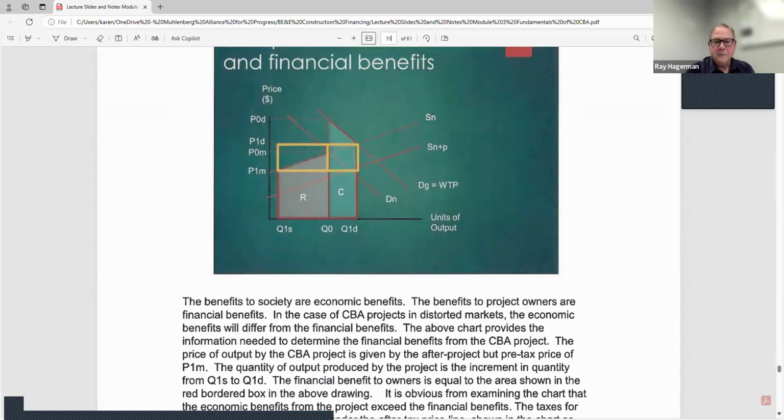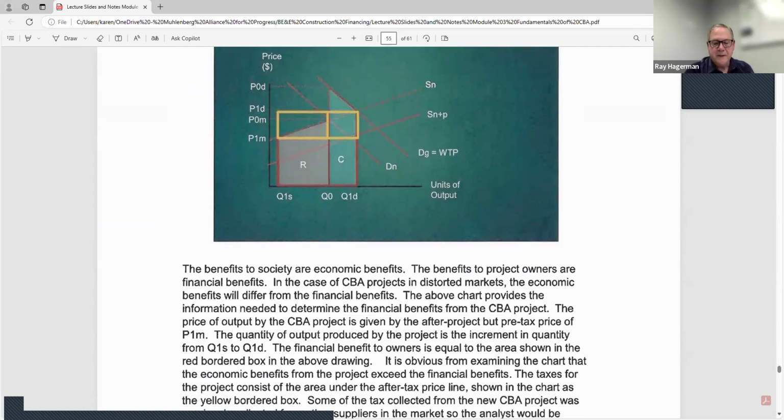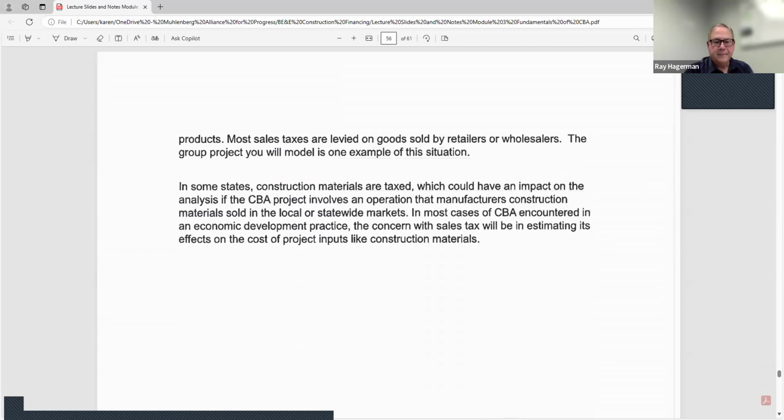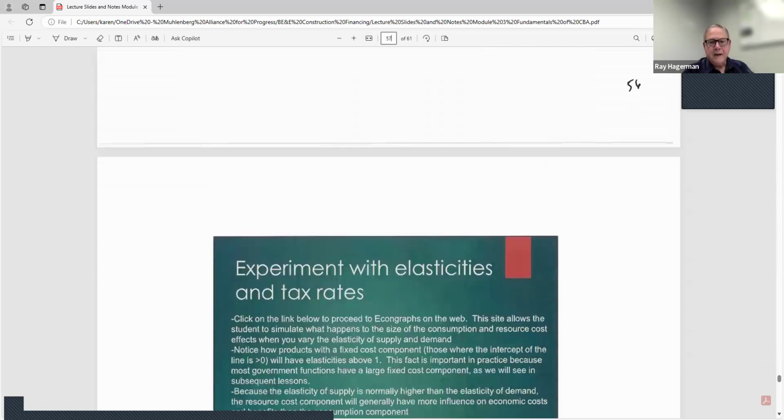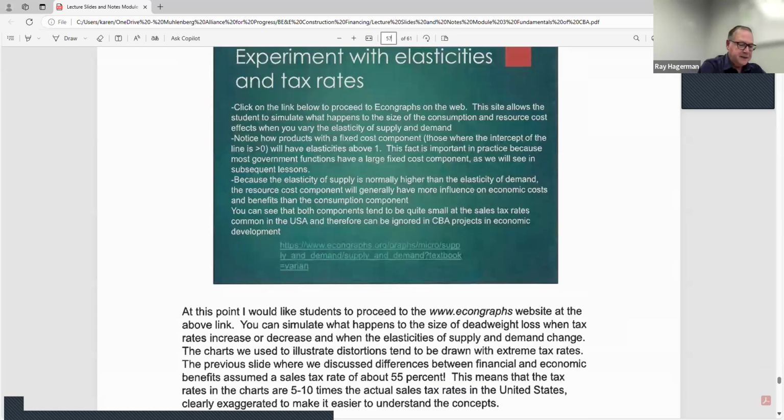You're not going to be responsible for any of this information, but it can help you determine the actual benefits or costs of a tax effect on a CBA that maybe you do in your project, if you really want to get granular in terms of understanding exactly what those rates are.